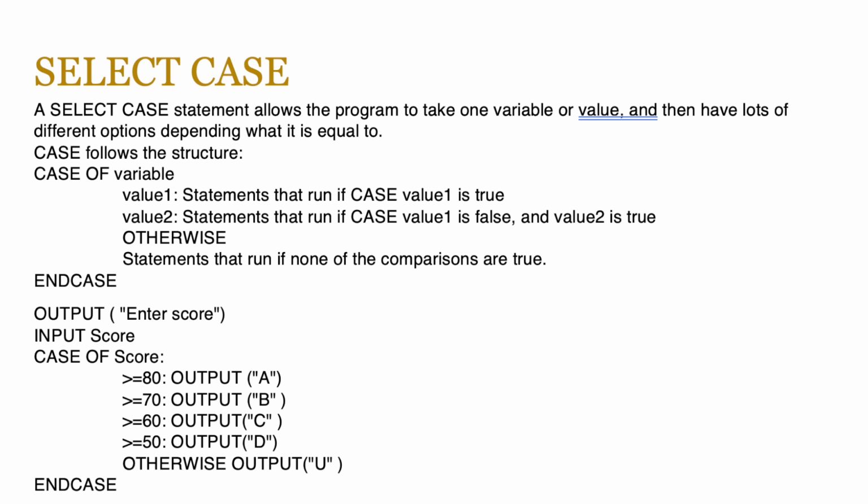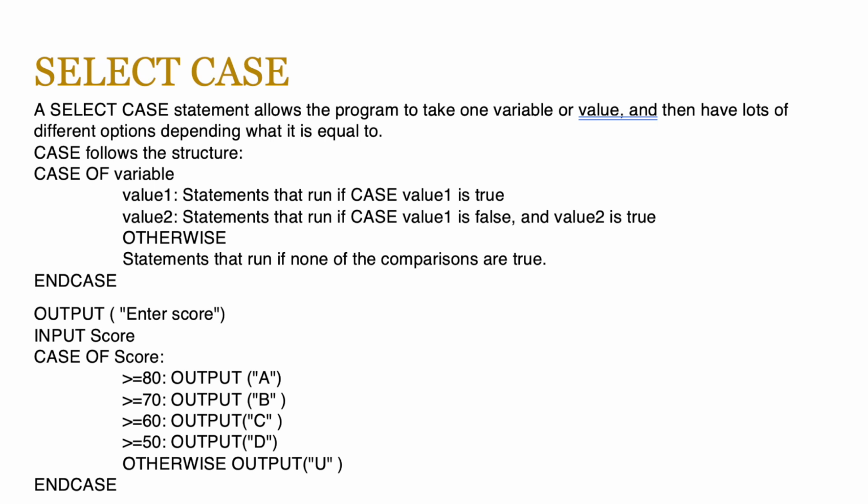If it's greater than equal to 80, then we output A. Then we look at the second case, greater than equal to 70, and we output a B. Then we look at the third case, compare it to that, output a C, and then a D. If it doesn't match any of the above cases, we use the otherwise statement to output a U grade. And then we end the case so the programmer knows that the case statement has ended.